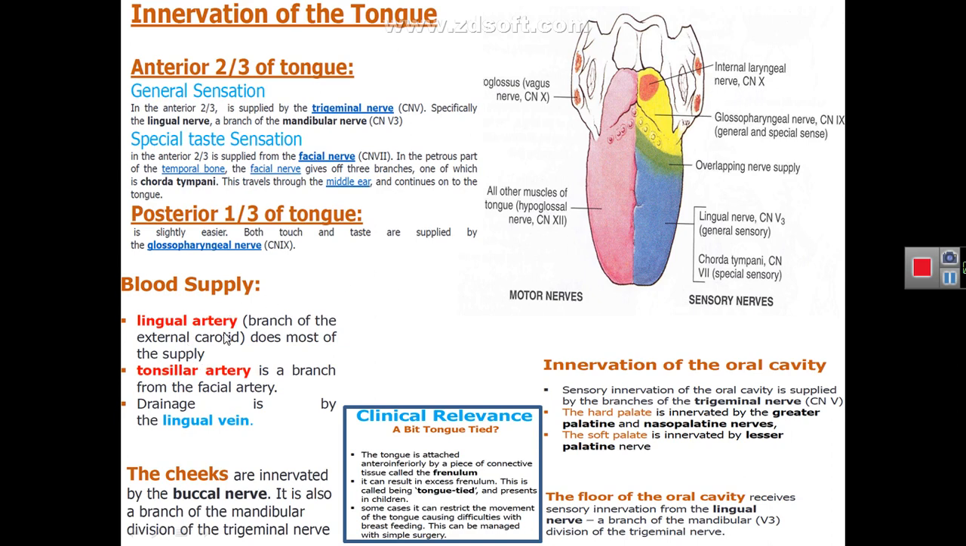Blood supply to the tongue is via the lingual artery, which is a branch of the external carotid artery, and the tonsillar branch of the facial artery. Venous drainage of the tongue is to the lingual vein.